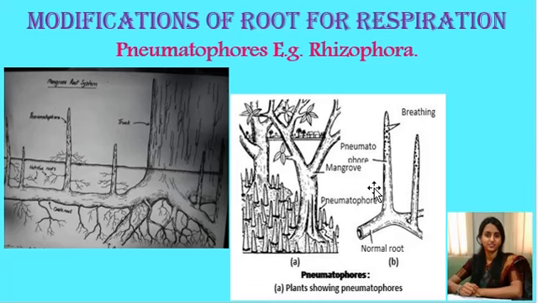Therefore, in Rhizophora and some other species, the plants which are growing in a swampy area or estuaries, in order to meet the required oxygen content, some of the roots grow vertically upward, and they consist of a number of pores. Those are known as pneumatophores, through which the exchange of gases takes place. Okay, so in this plant the roots are modified for the exchange of gases. Hence these are known as respiratory roots, or pneumatophores, and also they are known as breathing roots.